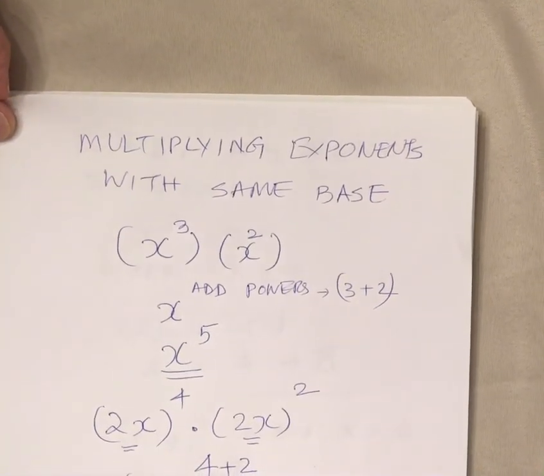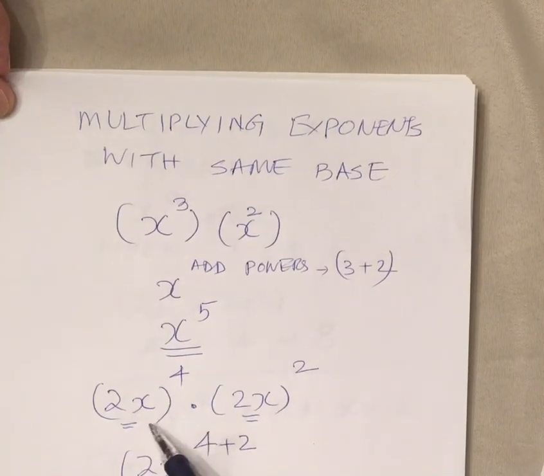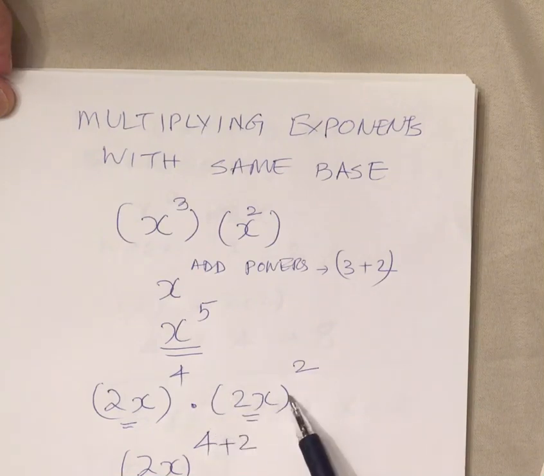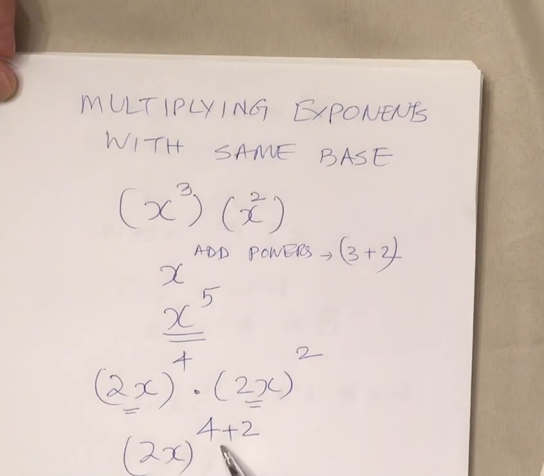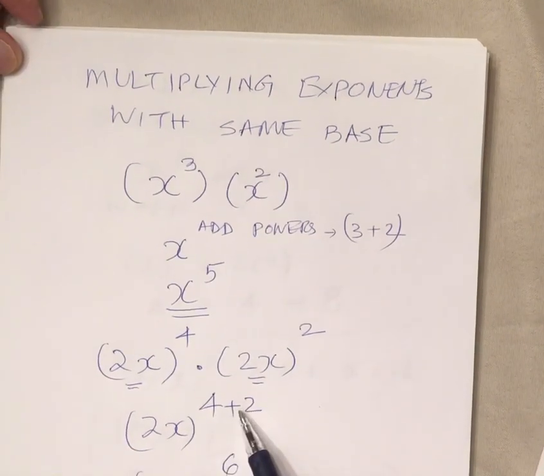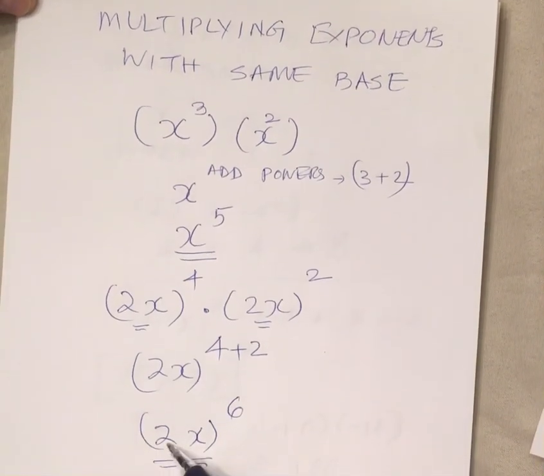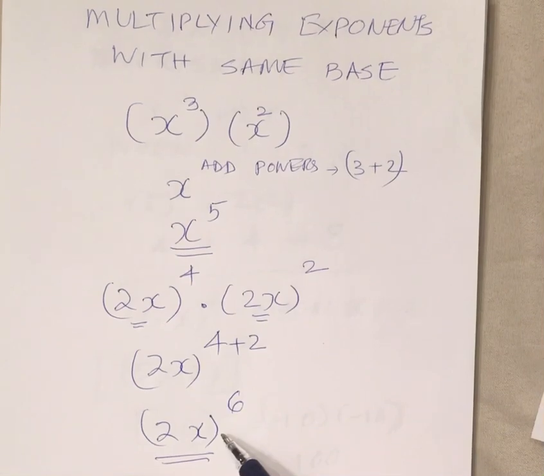Another example here. We have 2x in parentheses to the power 4 times 2x in parentheses to the power 2. Then we do the same thing. 4 plus 2 is 6. So the final answer is 2x in parentheses to the power 6.